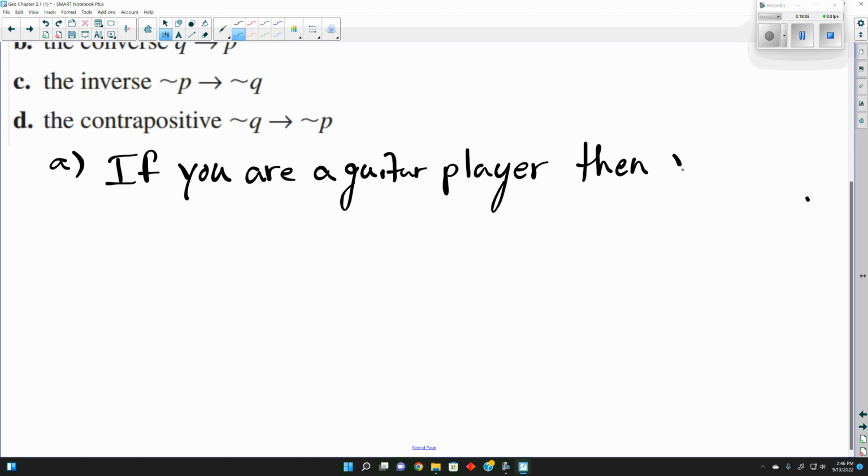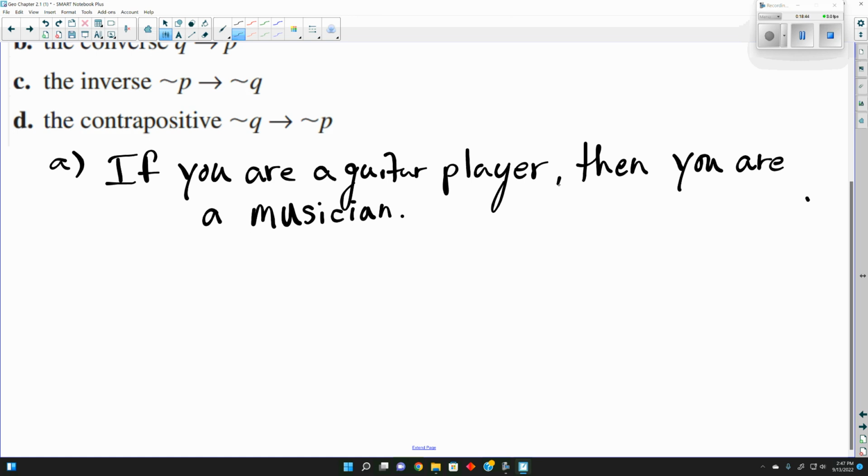then you are a musician. Because we need the if and then. I will count all points off if you drop the if or then. We can put a comma, yes? You do need the if and the then. If you just write, you are a guitar player, you are a musician, I will count points off. You need the if-then.